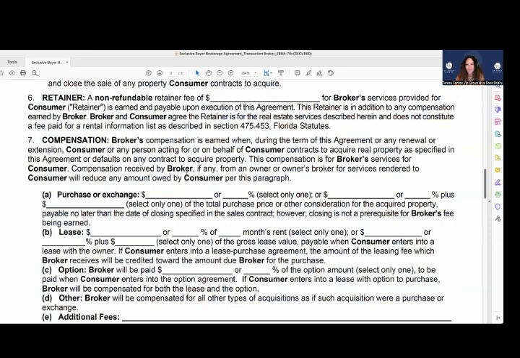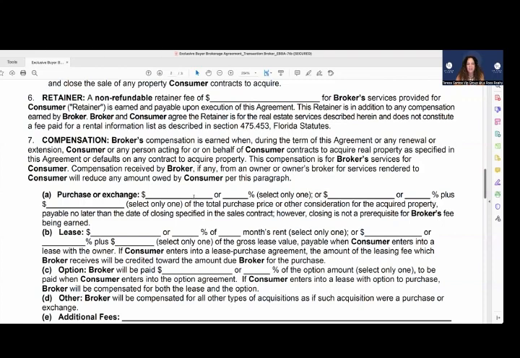Again, this is going back to we cannot charge more than what we are charging the consumer. So if we're working with a buyer and we tell them that we're going to charge them 3% and the selling side decides to cooperate and they pay 4%, you cannot get paid the 4%. You can only get paid what you put on this agreement. Okay, so if they're giving a bonus, you're not going to get the bonus if it's not in this agreement.